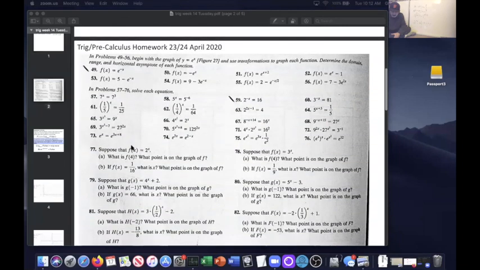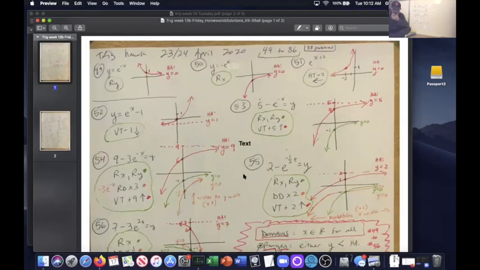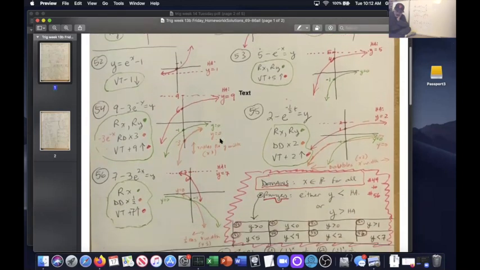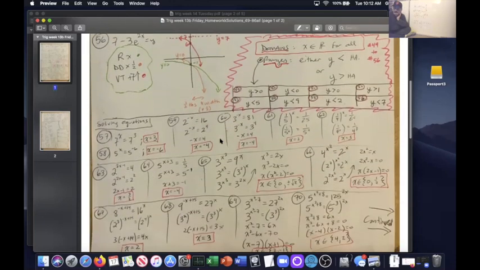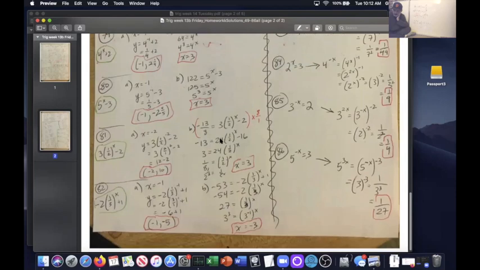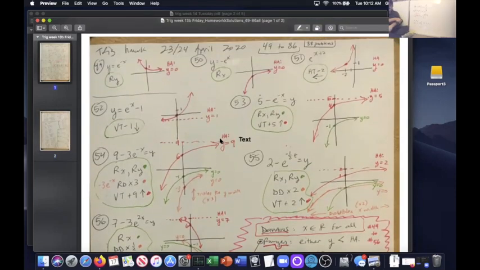Here's the homework. You only had the odds. No, I did this last year in the second semester, and I gave those students all of them. So you didn't have all of them, but this is the work I did on that last semester. So I already had this. So you only did the odds.